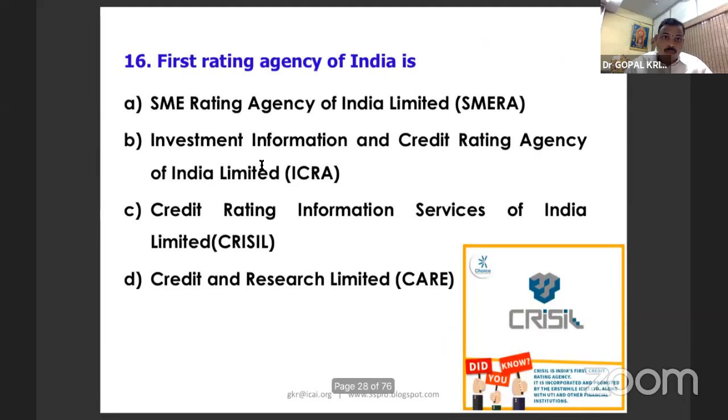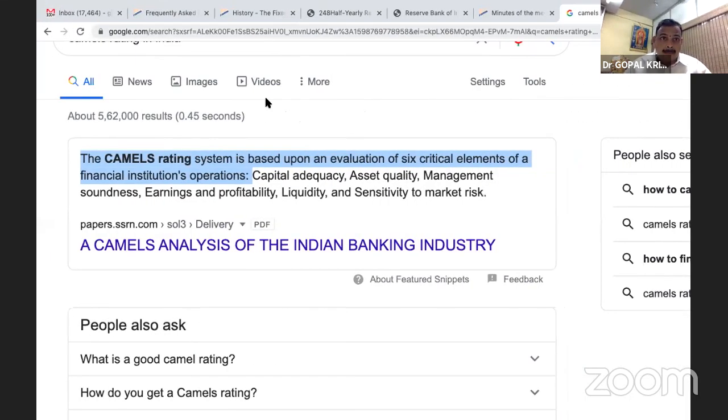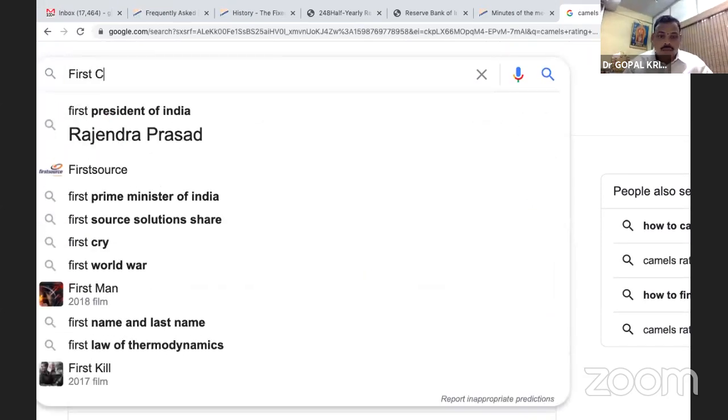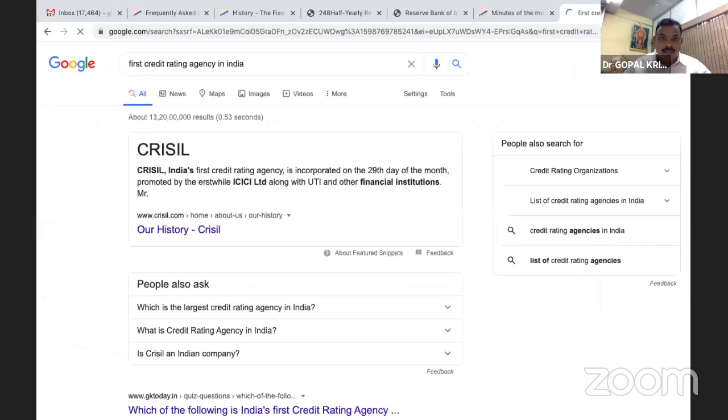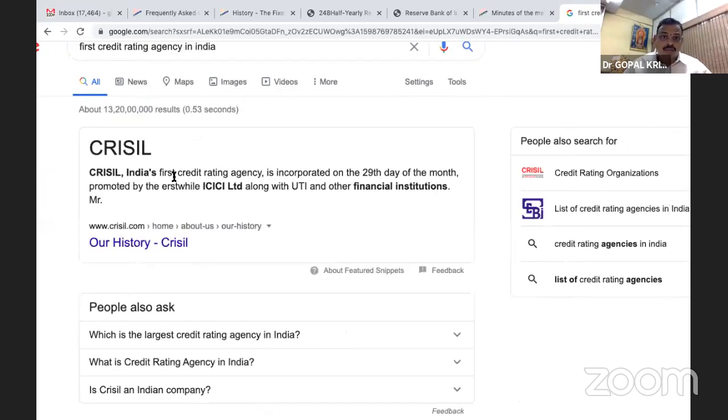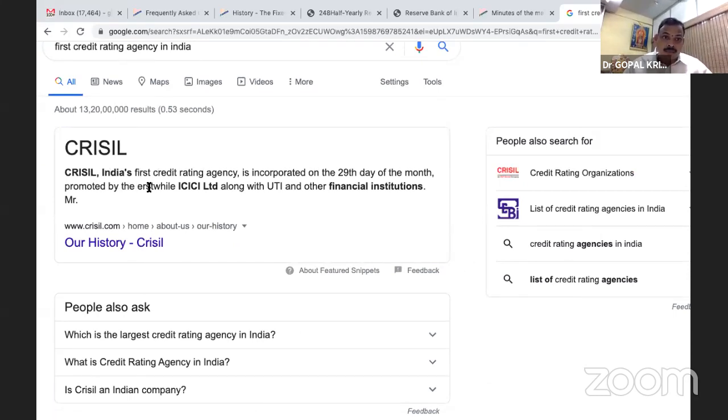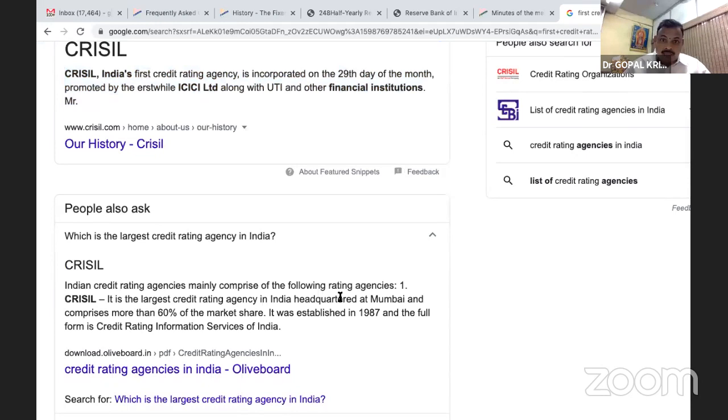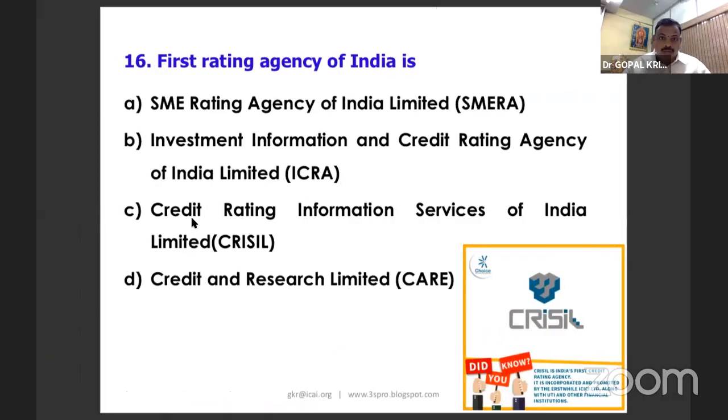Good. Next. Which is the first credit rating agency of India? Please look at this. The first credit rating agency in India, CRISIL. They were promoted by ICICI Limited along with the Unit Trust of India. So they were the first credit rating agency in our country. They have their headquarters at Mumbai, comprising 60% of the market share. It was established in 1987, and the full form of CRISIL is Credit Rating Information Services of India Limited. So that is your first credit rating agency. So 16C, CRISIL.